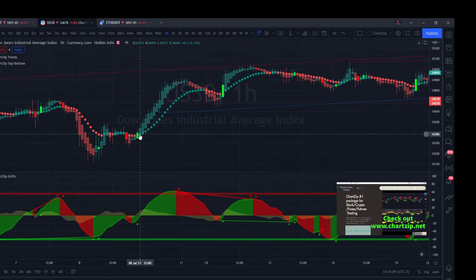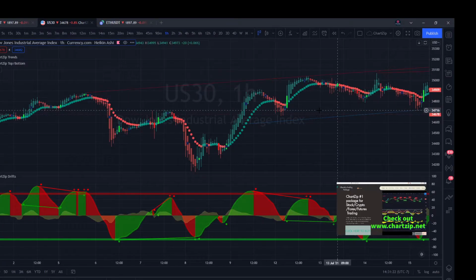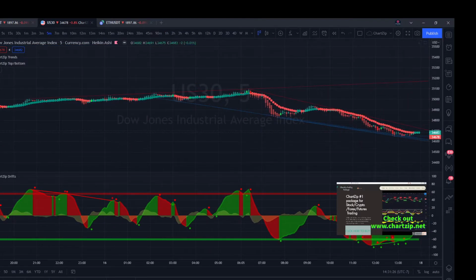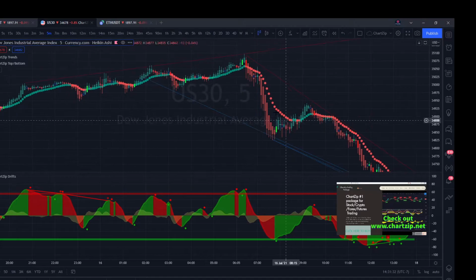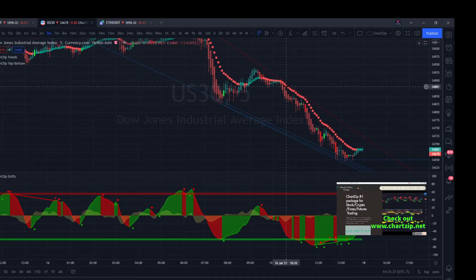Another indicator that ChartZip has is ChartZip Trends. It creates these green circles when it's bullish. You can get really good trend reversals using this indicator because you could also scroll down to the 5 minute and it works really well, because you would have longed right here, shorted right here. You would have made that good price move and then another short.